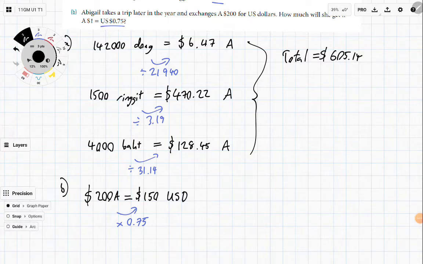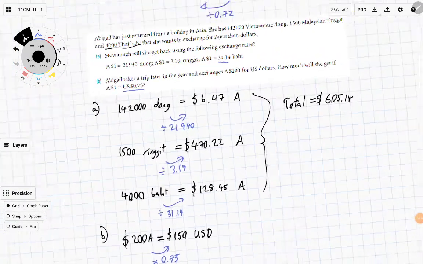So there's a little bit on currency conversions. It's not terribly difficult, but the main thing is you need to know what the currency conversion is.